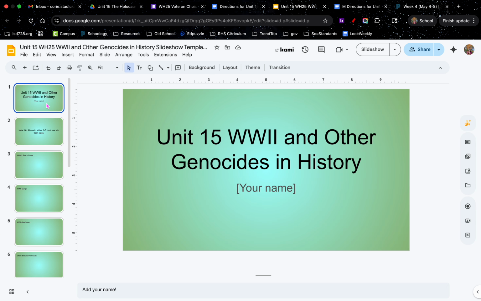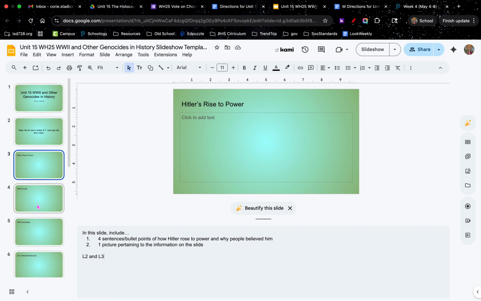All right, so slide number 3 is going to be about Hitler's rise to power. To find out what you need to write for that slide, you're going to drag this little gray bar from the bottom up. In the slide, you're going to include 4 sentences/bullet points of how Hitler rose to power and why people believed him, and then 1 picture pertaining to the information on the slide. You can find this information from lessons 2 and 3, so I also included that at the bottom of each of the speaker notes, so you don't have to dig through and wonder which unit or which lesson that came from. I already got that there for you, so look at that.